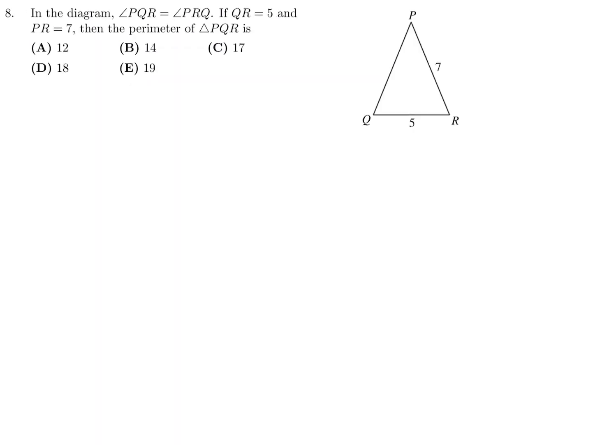In the diagram, PQR equals PRQ. QR is 5, PR is 7. What is the perimeter? So PQR is this angle, and they're saying that it is equal to PRQ. So if this is x, this is x. If those two angles are equal, then that means these two sides are equal. That's an isosceles triangle. If this is 7, then that is 7 also. So the perimeter, therefore, would be 7 plus 7 plus 5, which is 19. Number 8, the answer is E.